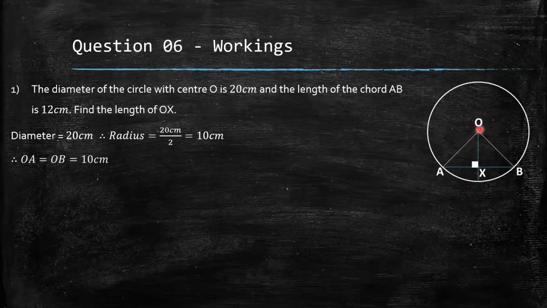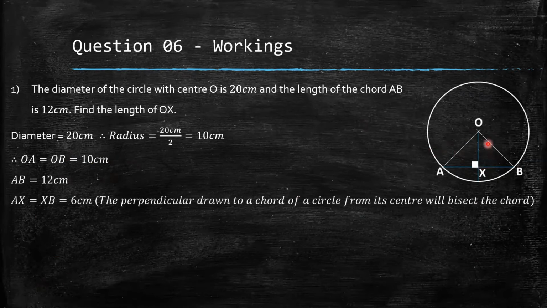Also, since O is the center, OA and OB will be radius. Therefore, OA is equal to OB is equal to 10 centimeters. And AB is given as 12 centimeters. Since OX is the perpendicular, X will bisect the chord AB, right?